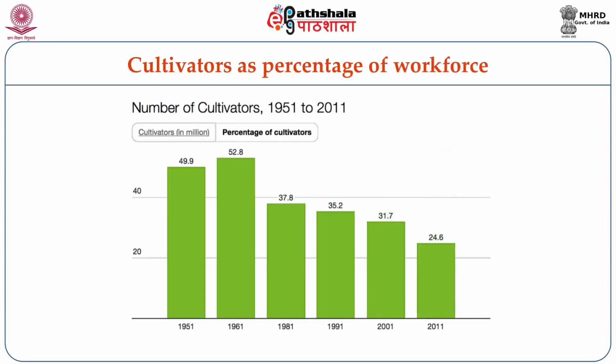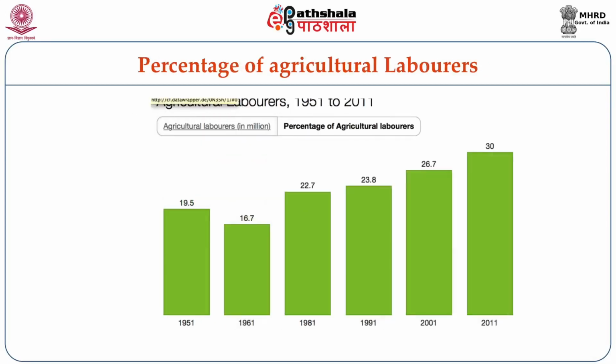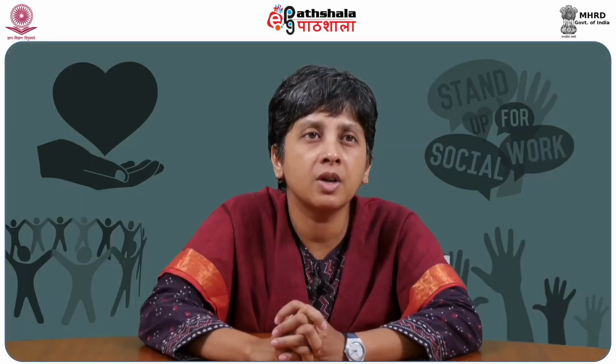If you look at cultivators as the percentage of workforce, however, between 1951 and 2011, there has been a steady decline, which means large number of working age populations no longer work in the sector of agriculture. If you look at the number of agricultural labor, there has been a huge increase, which means that in 1951, the number was only 27.3%, but if you look at 2011, you have 144 million people working as agricultural labor as against 27 million in 1951. So there has been a huge increase in total number of people working as agricultural laborers. The percentage of agricultural laborers have also increased from 19% to 30%.